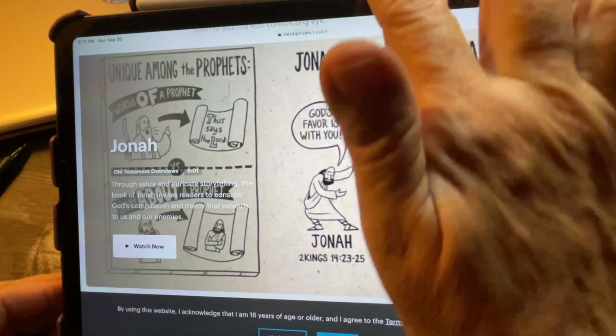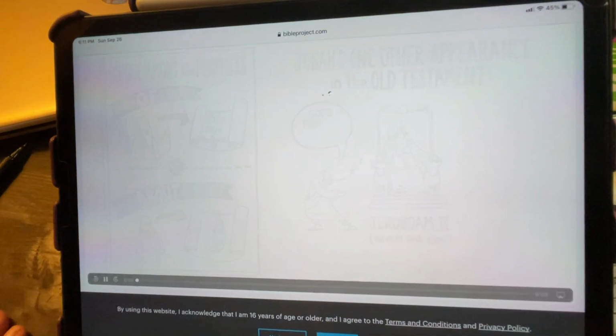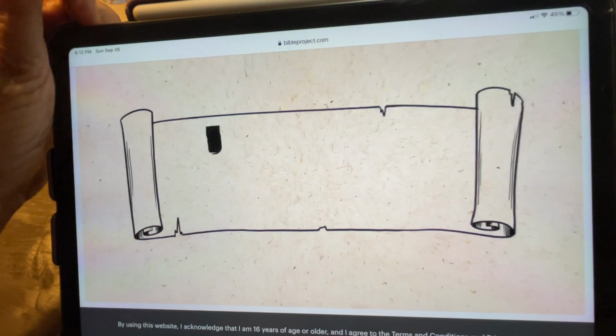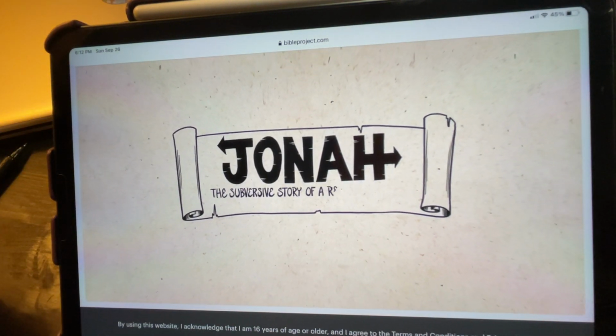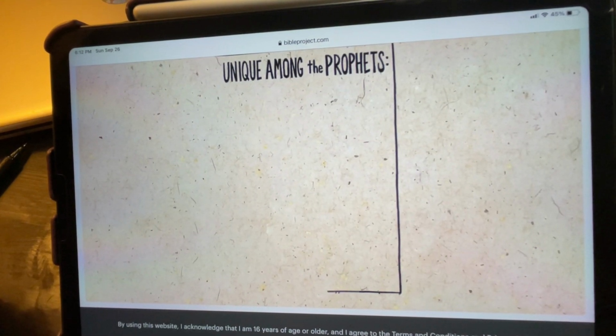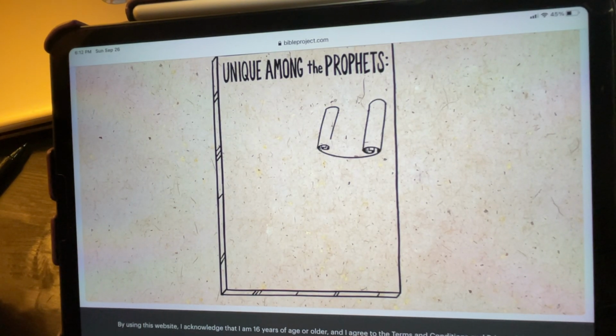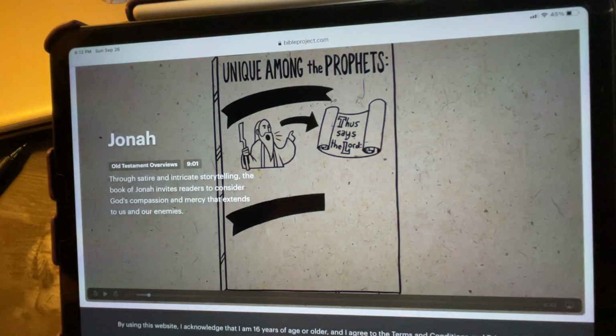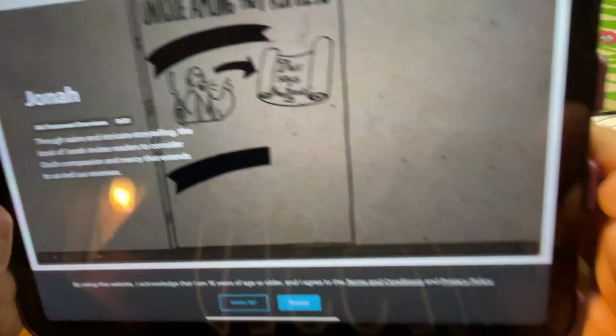And what it does is, let me show you just a little bit of it. The Book of Jonah, a subversive story about a rebellious prophet who hates God for loving his enemies. Jonah's unique among the prophets of the Old Testament because they're typically collections of God's words spoken through the prophet. But this book doesn't actually focus on... All right, isn't that cool? I love the Bible Project.